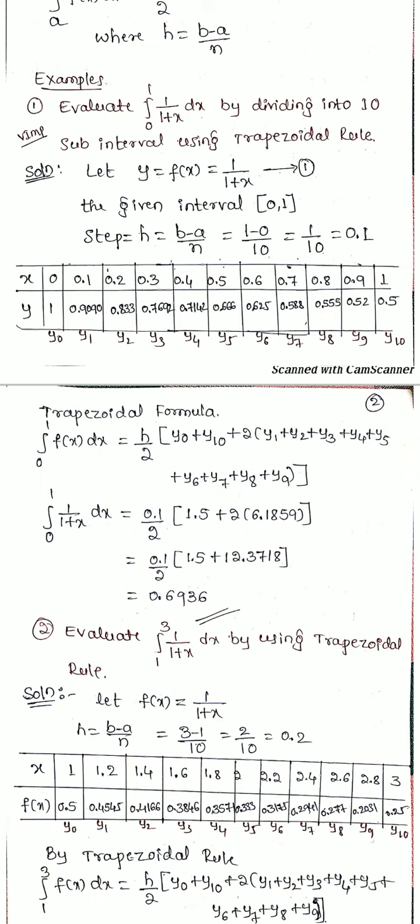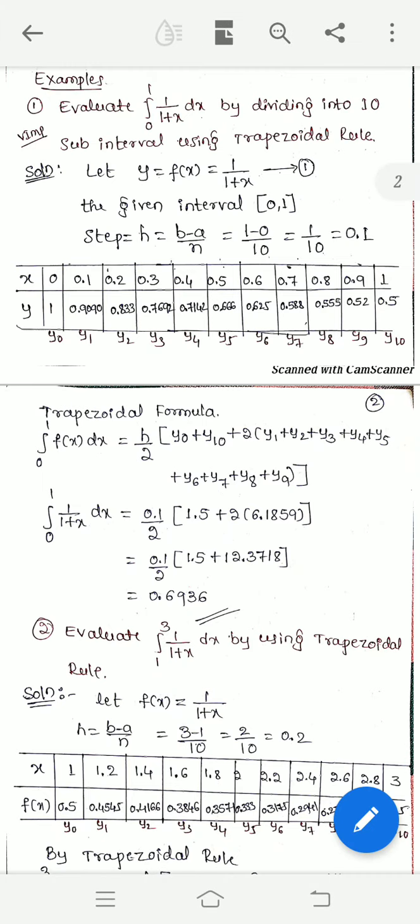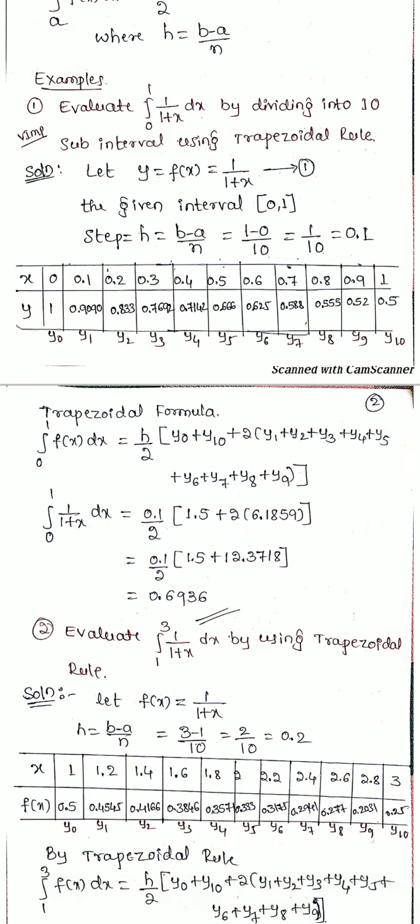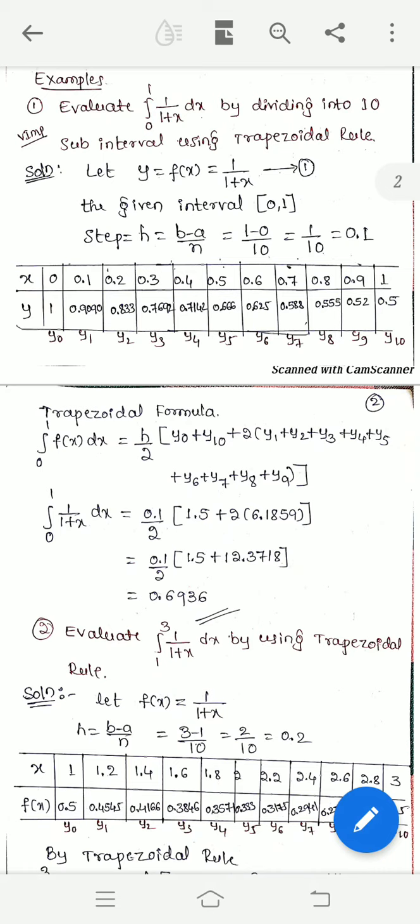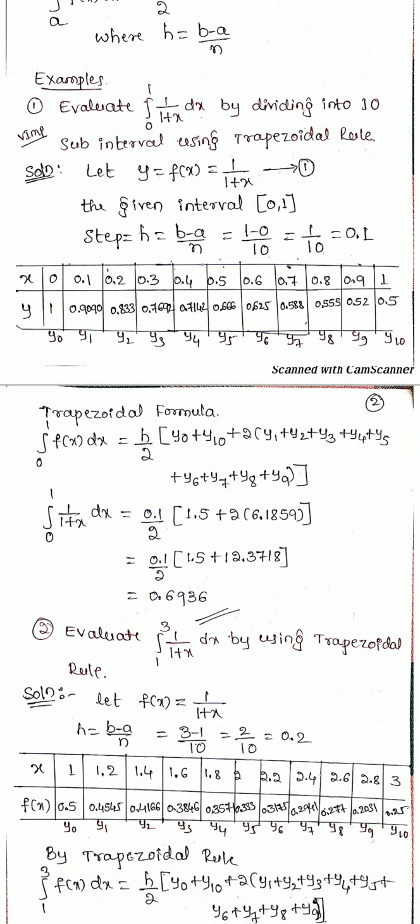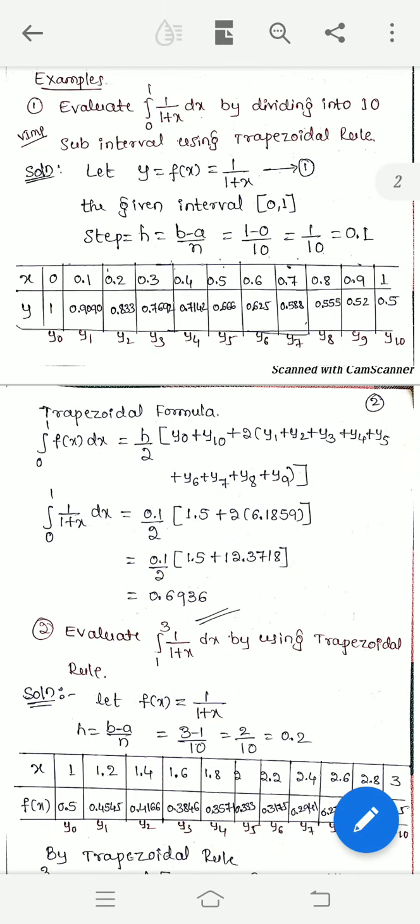Okay, so if x equals 0 in equation number 1, then y equals 1 by 1, that is equal to 1. If x equals 0.1, then we have to calculate the y value, which is 0.9090. Similarly, we have to calculate all these x values with respect to y values.